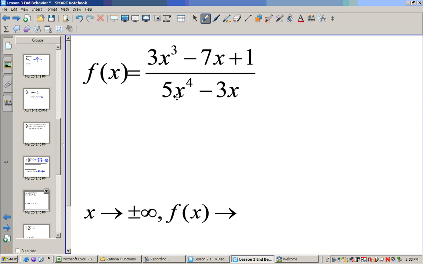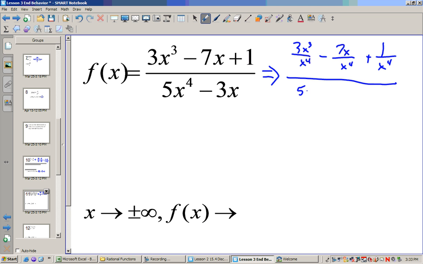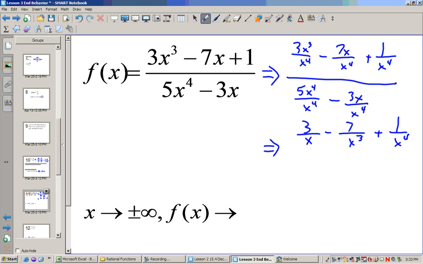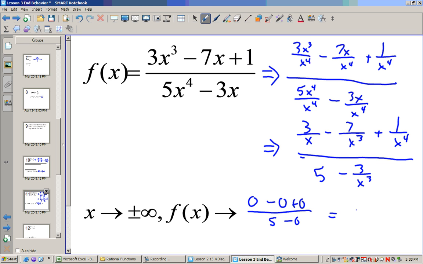We take x to the fourth, the largest exponent in the denominator, and divide it by each of these. So 3x to the third over x to the fourth minus 7x over x to the fourth plus 1 over x to the fourth, all divided by 5x to the fourth over x to the fourth minus 3x over x to the fourth, which is going to go to, this would be 3 over x, this would be 7 over x to the third, plus 1 over x to the fourth, all over, this would be 5 minus 3 over x to the third. Now as x goes to positive negative infinity, this would turn to 0, 0, 0, so 0 minus 0 plus 0, all over 5 minus 0, 0 over 5 is 0. So as x goes to positive negative infinity, this function goes towards 0.